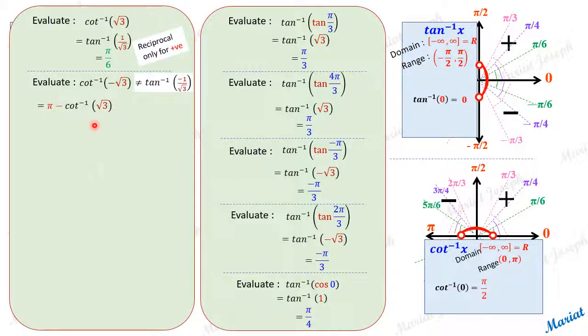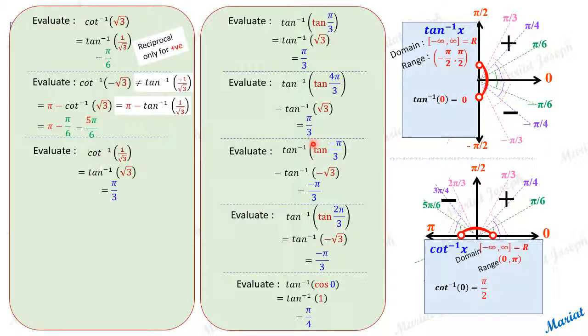Then, cot inverse of minus root 3. Cot inverse of minus root 3 should come from the second quadrant, unlike the tan inverse. Tan inverse negative should come from the fourth quadrant. So, don't think it is tan inverse minus 1 by root 3. Don't go for reciprocal. So, what to do? Pi minus cot inverse root 3. And cot inverse root 3, this time it is positive, so it can go for reciprocal. Pi minus tan inverse 1 by root 3. Tan inverse 1 by root 3 is pi by 6. Pi minus pi by 6 is 5 pi by 6.